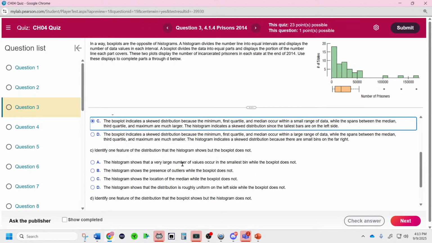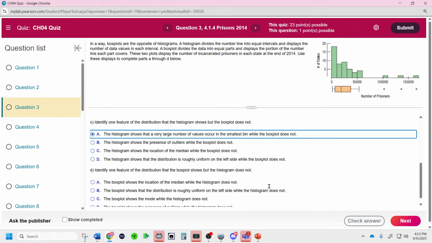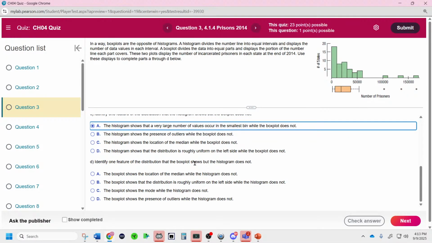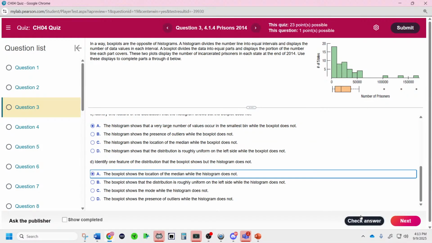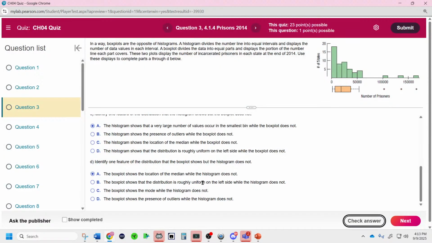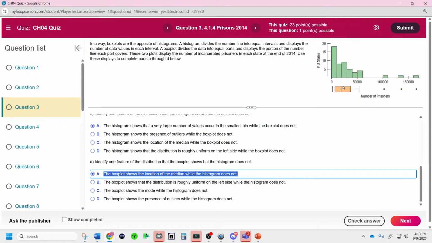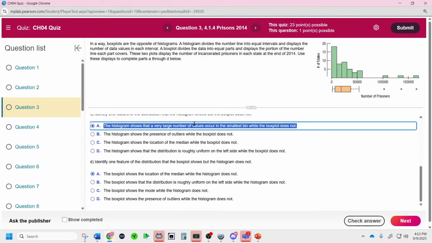The histogram shows that a very large number of values occur in the smallest bin. It's a maybe. The histogram shows the location of the median. No, box plot shows median. This term shows that the distribution is roughly uniform on the left side. No, we're going to go with this. I'm a little worried. It shows shape better. I mean, box plots can't show bins, so that's probably right. I define one thing the box plot shows. It shows the median, so we're just going to go with the median right there. Well, yeah, we got it right. A little worried, not about this one, because it shows median. The histogram does not show median. That one's a little weird, but that's got it.